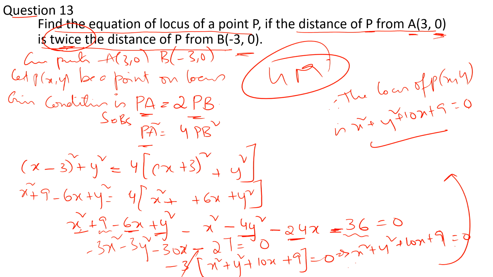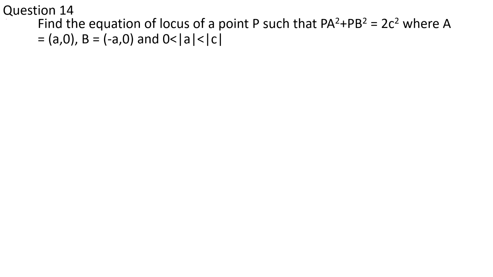Next question. Question number 14. Find the equation of the locus of a point P such that PA square plus PB square is equals to 2c square, where A is the point A comma 0 and B is minus A comma 0 and 0 less than A less than C. This is not that much important, only a single star question. If you practice this, then you can able to answer any type of question.